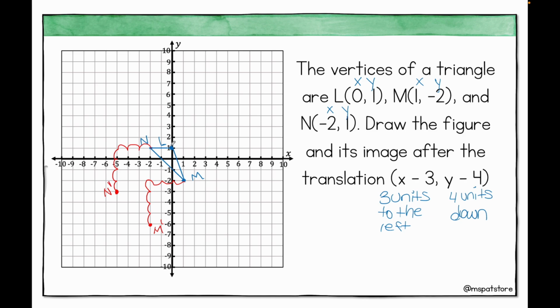Now let's try L. 3 units left. 1, 2, and 3, and 4 down. So here we're going to have L prime. Now I would like you, with a different color, to connect all your primes. All right, this is the way that your two triangles should look like.